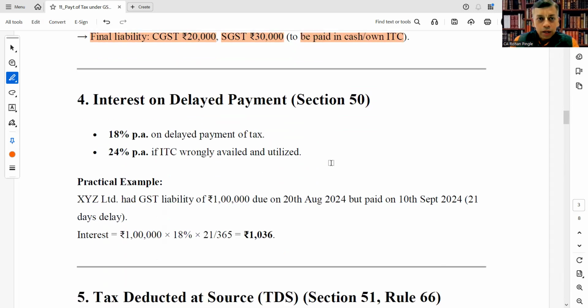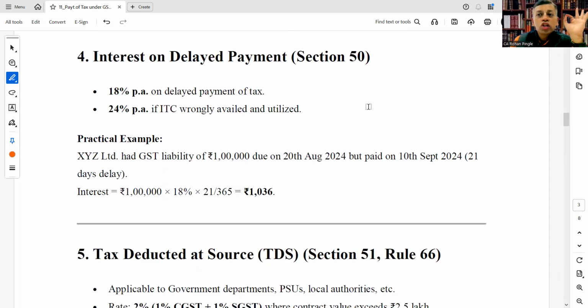Next part. Interest on delayed payment. Section 50 deals with interest on delayed payment. It is 18% per annum on delayed payment of tax, that is 1.5% per month, and 24% per annum if ITC is wrongly availed and utilized. There are two rates of interest. One is the general 18% per annum on delayed payment of your regular tax, and 24% per annum if ITC is wrongly availed and utilized.